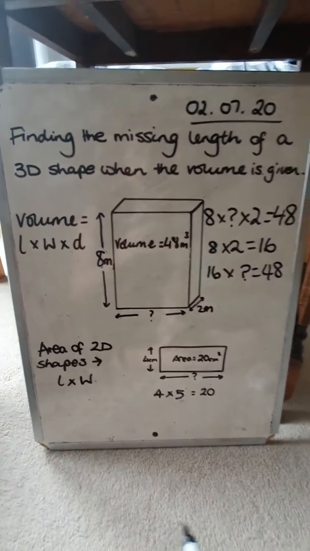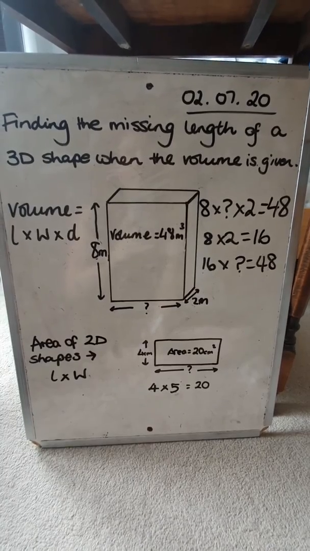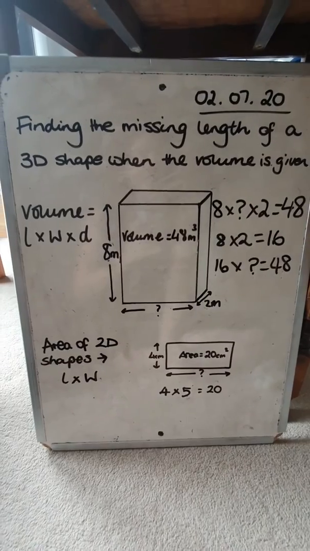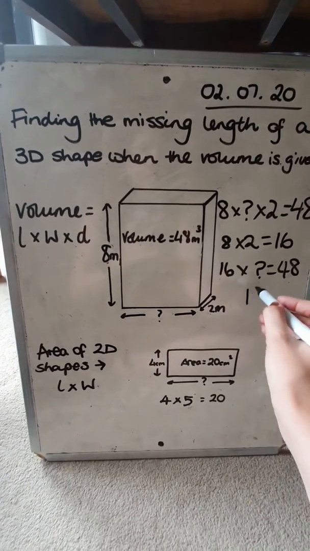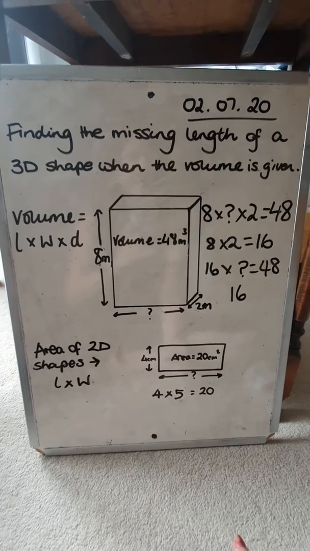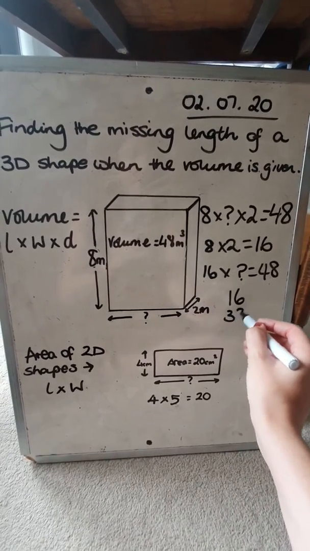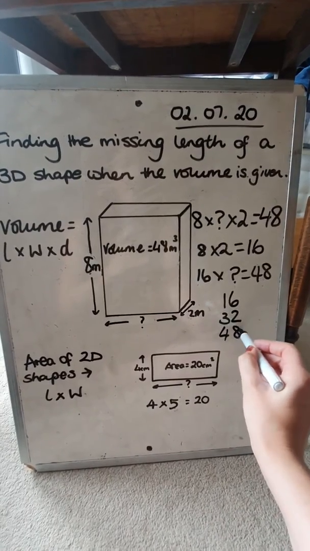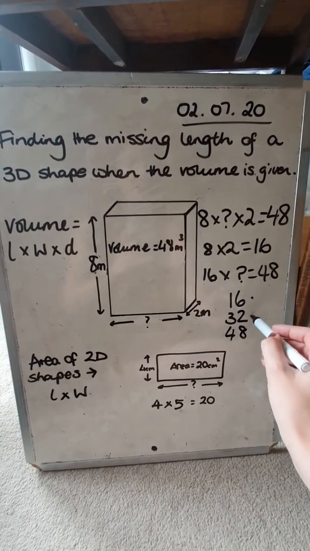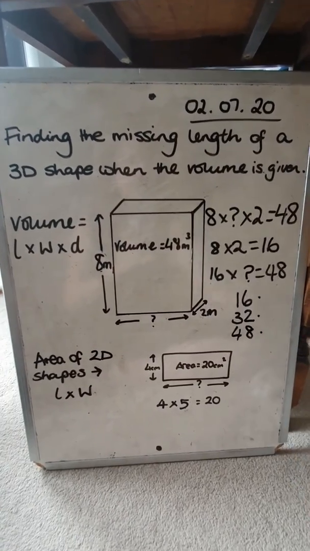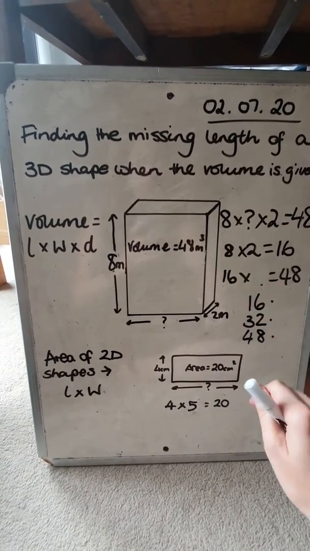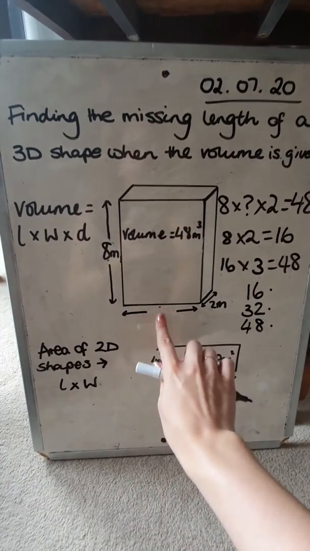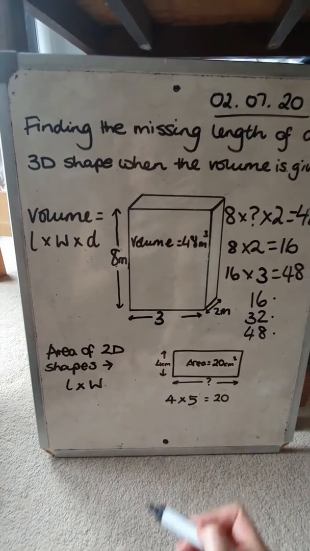Now, although we may not know our 16 times table, we're going to give it a go. So how many 16s fit into 48? So let's start with 16. 16 add 16 is 32. 32 add 16 is 48. Oh, brilliant. That's 1, 2, 3. So my missing number, my question mark, is a 3. So my answer for my missing length is 3 meters.